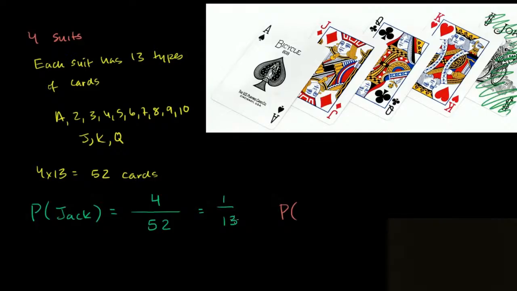So once again, I still have 52 cards. What's the probability that I get a heart? What's the probability that I just randomly pick a card from a shuffled deck and its suit is a heart? Well, once again, there are 52 possible, equally likely cards I could pick from. And how many of those are hearts? Well, 13 of them are hearts.